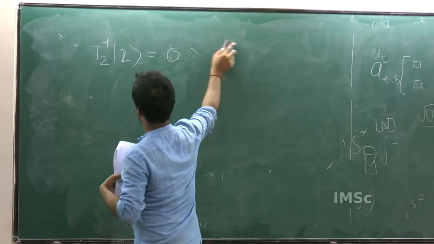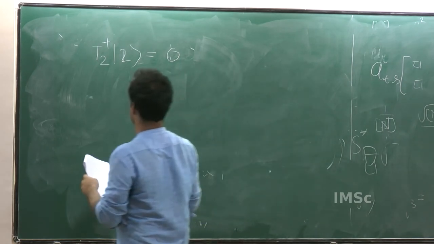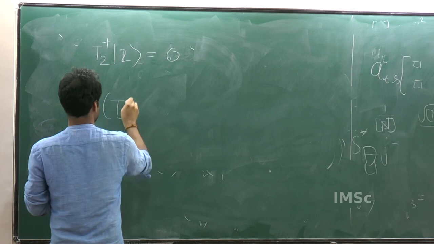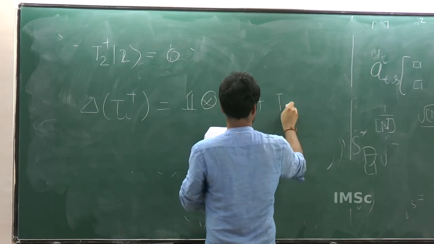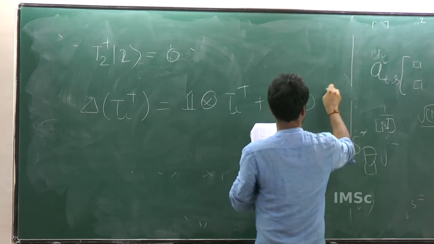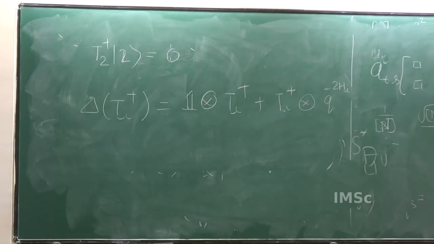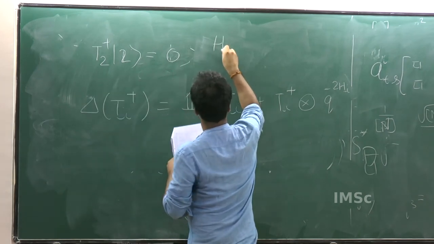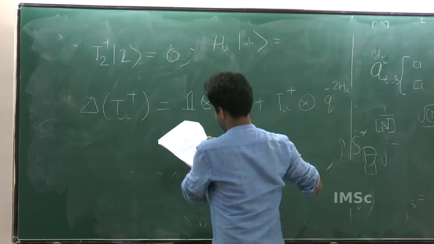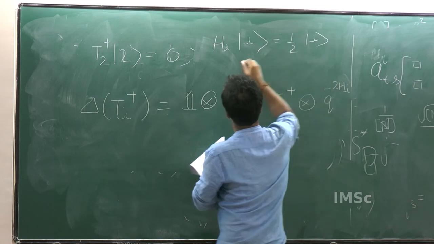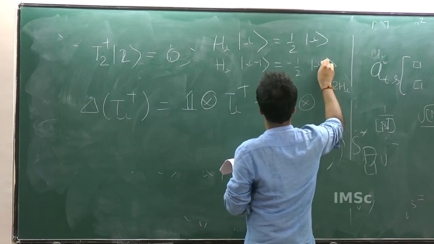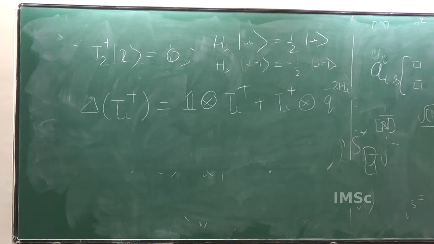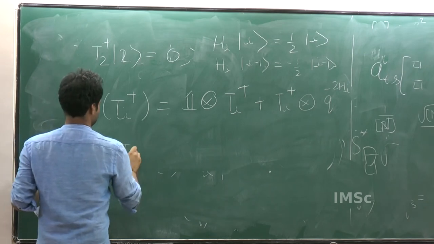And one can define the co-product. So this is simple. The co-product is defined as identity cross Ti plus, and so on. Hi, I haven't written it. Hi will act on the ith vector and give you 1 by 2 i, and Hi will act on the (i minus 1) vector and give you minus 1 by 2 i. So this is the operator of raising, lowering, and Cartan generators on a vector. This is just the fundamental representation. And delta Ti minus will act.